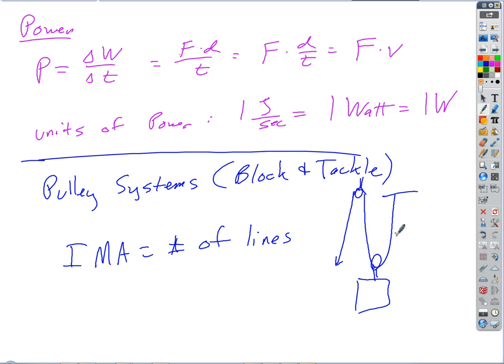What if we add one more up here? Let's add another pulley up here, so it goes down there and then attaches to that pulley. That's 3. It's not how many pulleys there are, it's how many lines there are attached to the pulleys. Because this would be 2 pulleys, but I've got a mechanical advantage of 3.